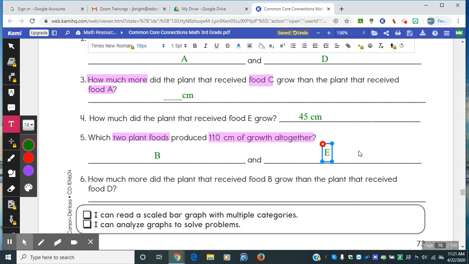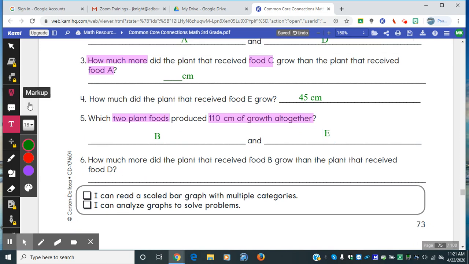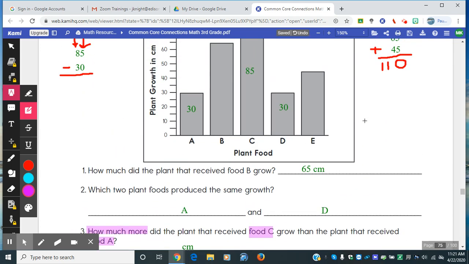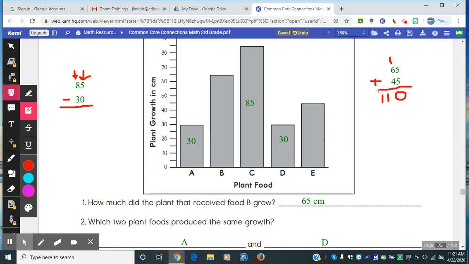Those were the two. And the final question asks, how much more did the plant that received food B grow than the plant that received food D? And again, I've got the words how much more. When you see those words, you're trying to find the difference between food B and food D. So food B and food D, how much more means I'm going to subtract them. So let's look at food B, which was 65. Let's move that back so you can see it. Food B was 65.